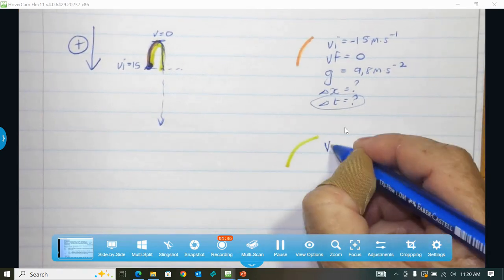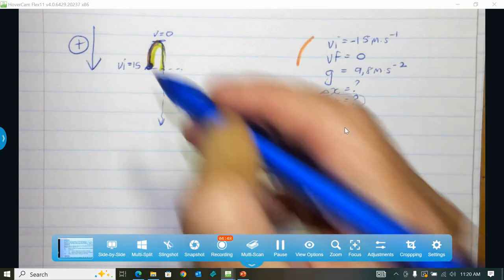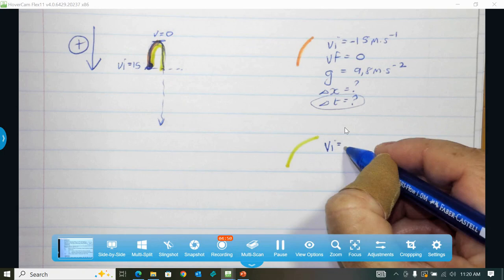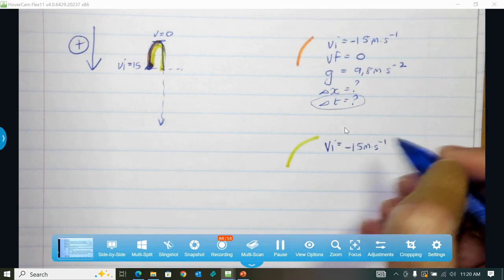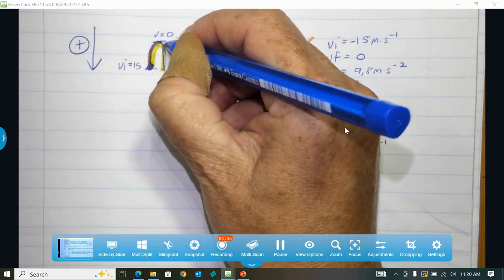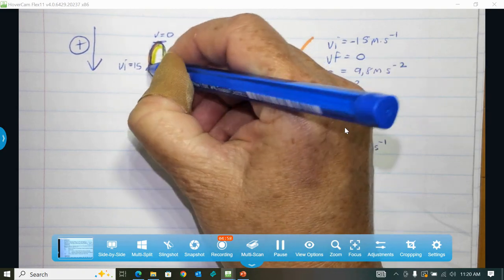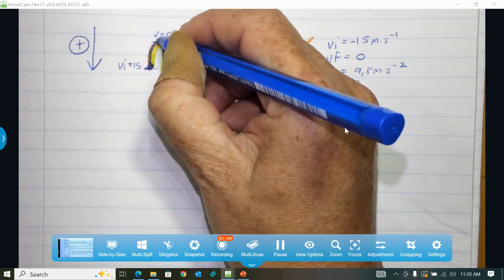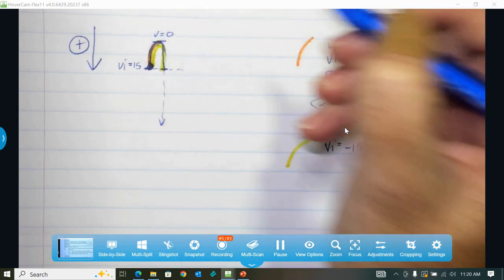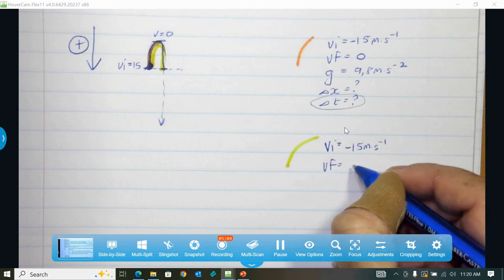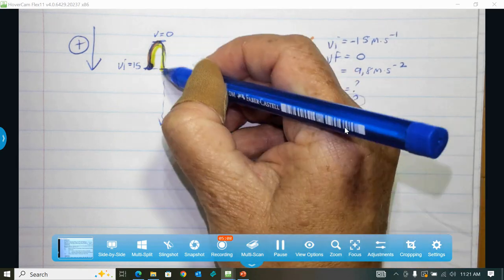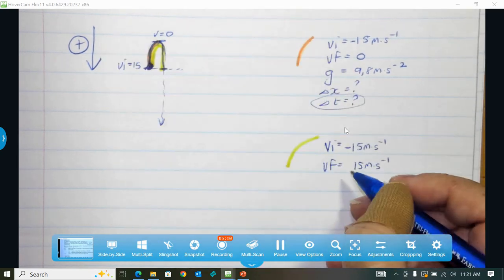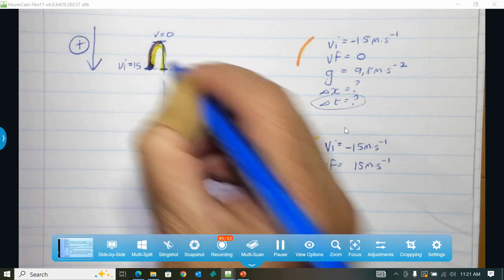I've still got the initial velocity. Remember, down is positive, so up is going to be minus 15 meters per second. So if I look at the yellow motion, do you remember if I throw something up at 15, by the time it comes back to this point, its velocity is still going to be 15? But is it going to be positive or negative? Because that's on the way down, so it's going to be positive. So I've got the final velocity after the yellow bit.